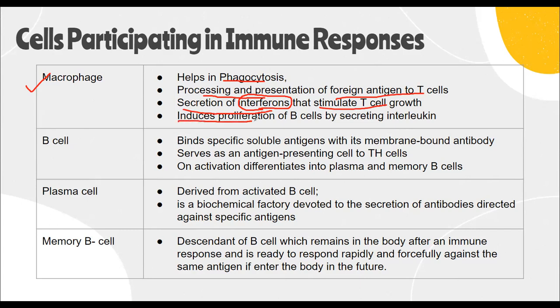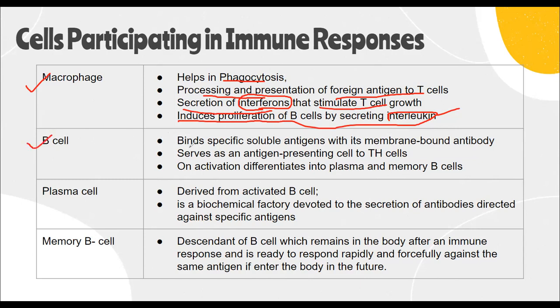It also induces division and multiplication of B cells by secreting interleukin. Interleukin, again, is a cytokine. So this cytokine will signal B cells to undergo more division and multiplication, so that there will be more plasma cells and memory cells, more antibodies, and the infection can get rid away at a quicker pace.